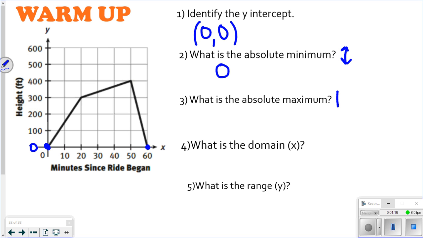My absolute maximum, again, I'm looking up and down on my y-axis, and the maximum here can be an endpoint. It can be in the middle of the graph, but I'm looking for the highest point no matter what. So my eyes are drawn to this point right here, and if I draw a straight line over or use a ruler, you can see that it occurs at 400. And so 400 would be my absolute maximum.